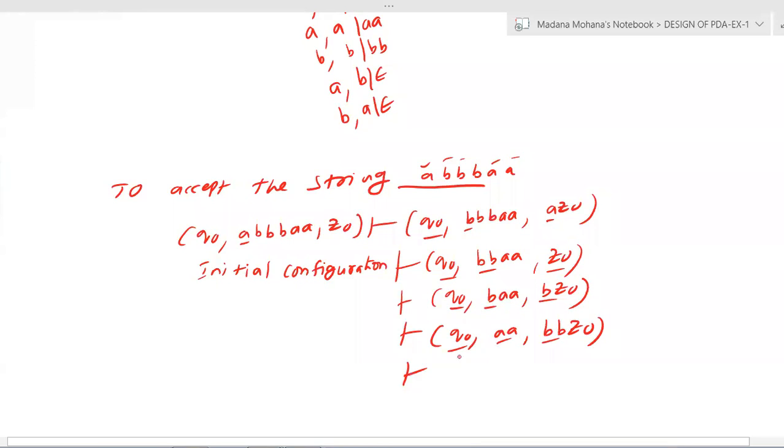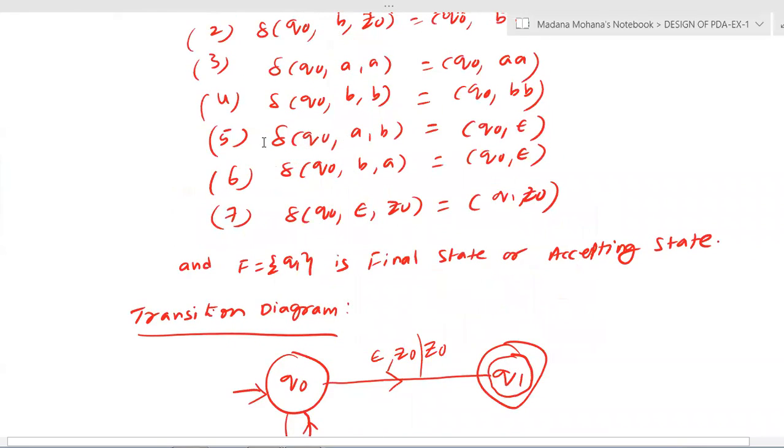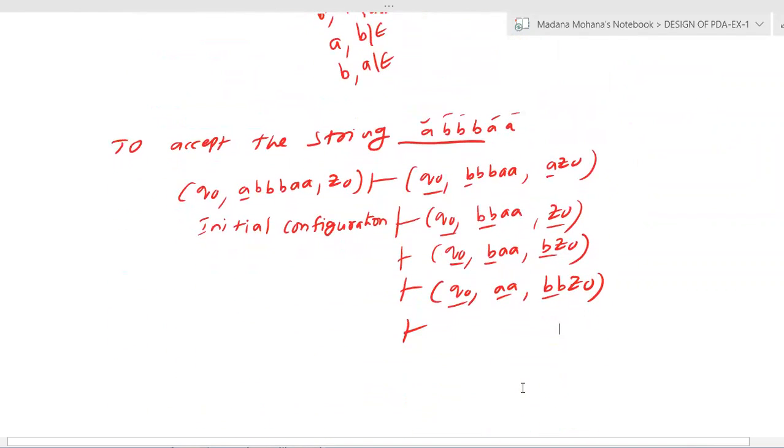Now you can see the input and stack top are both different, so you have to perform pop. So Q naught AB. What is the related transition? Fifth transition: Q naught AB equals Q naught null. That means erase. So the state is the same, Q naught. The remaining input is A. If one B, which is at the top, is erased, then the remaining B remains the same.